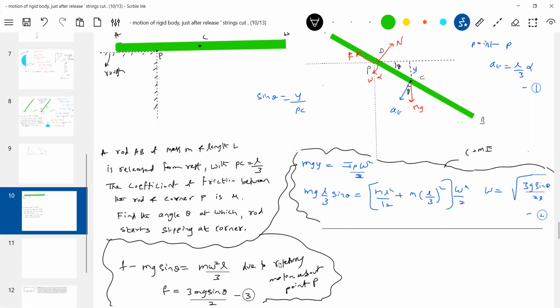Motion of this one. First translational motion we'll discuss, along the y-axis, perpendicular to the rod. mg cos theta minus N should be equal to m a_t. We know a_t is L by 3 alpha. Substituting that, mg cos theta minus N equals m L alpha by 3. So equation 4.